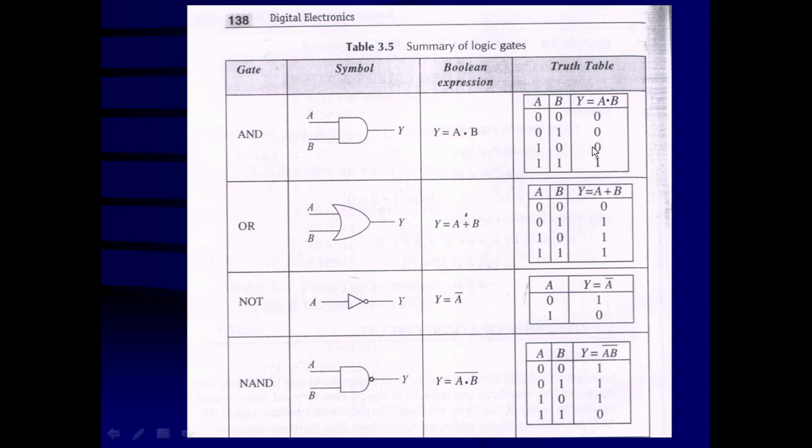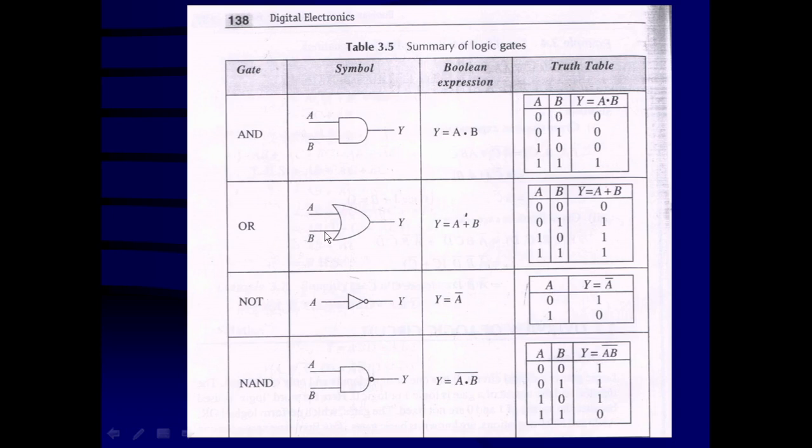1 0 combination, output is going to be 0, and only when both the inputs are high, only then is the output going to be high. That is the condition for the AND gate. So if any one of the inputs is 0, then the output is definitely 0 in the AND gate.